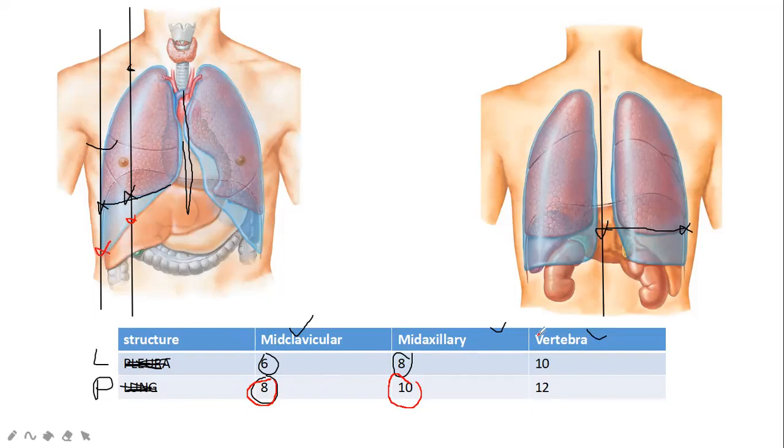Then at the vertebral line, we have rib number 12 there. So we put a line there. If I draw my line from number 12 to rib number 10 there, then up to 8 there, that would be the landmark for the parietal pleura.